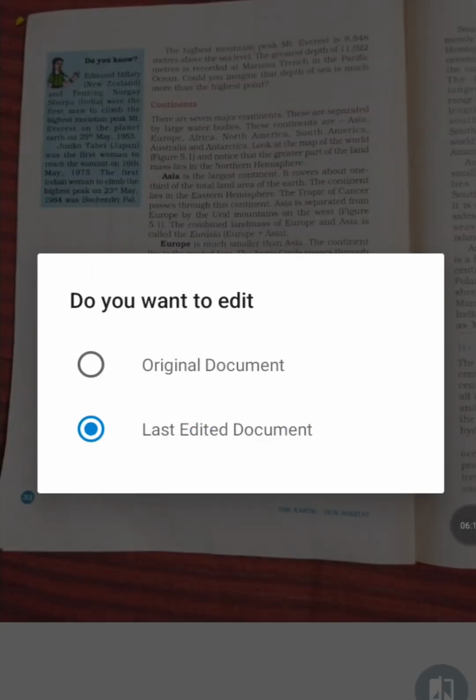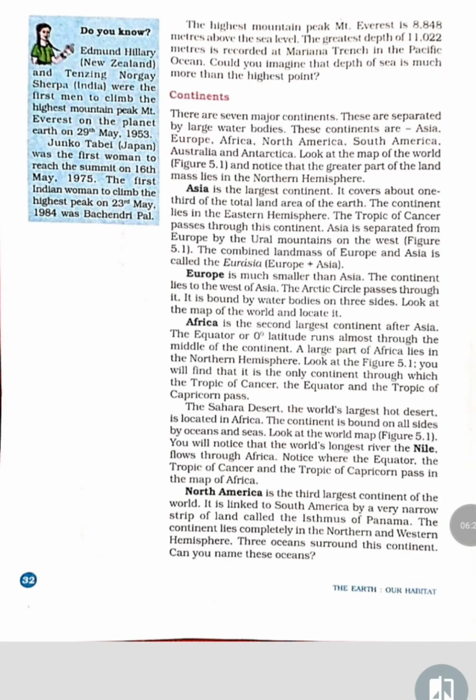First we know about the continents and then the oceans. The highest mountain peak is Mount Everest, and we know its height is 8,848 meters above sea level. The greatest depth, of the Mariana Trench, is 11,022 meters. Could you imagine the depth of the sea being much more than the highest point? And how do we take the Mariana Trench depth from sea level? This uses the concept of the zero level.